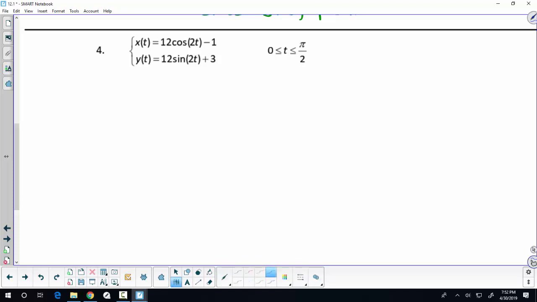All right. So how about 12 cosine of 2t minus 1 for x and 12 sine of 2t plus 3 for y? What are we looking at there? Okay, we've got another circle. Center at negative 1, 3. Do y'all agree? We have our x shifted down 1 unit, y shifted up 3 units. Radius again of 12.